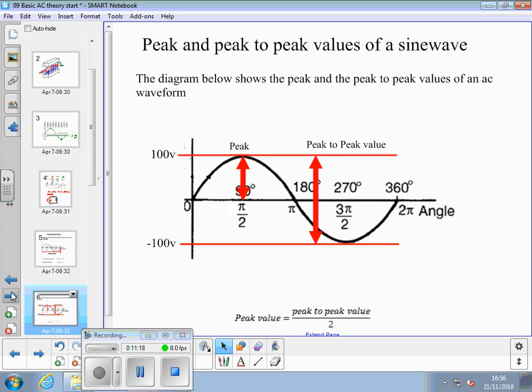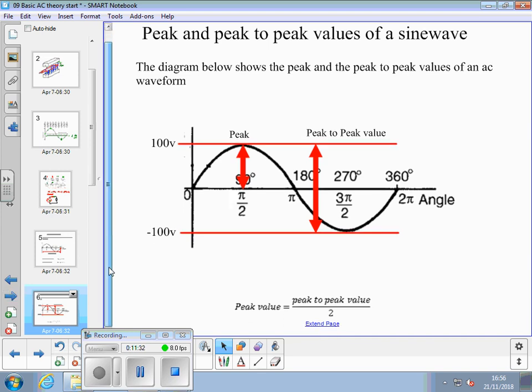So if you want to determine what the peak is, and you know what the peak to peak is, you just divide it by 2. So peak value is peak to peak value over 2.